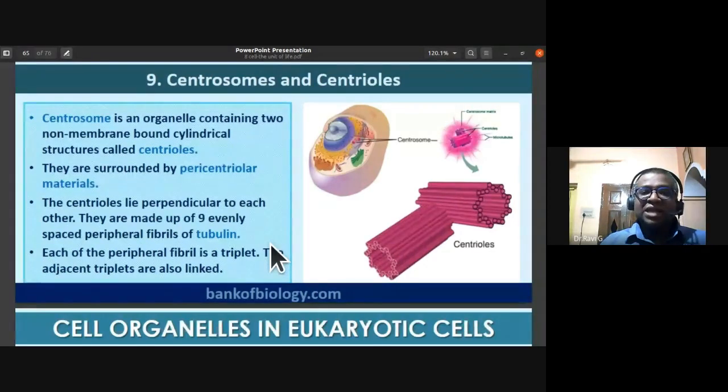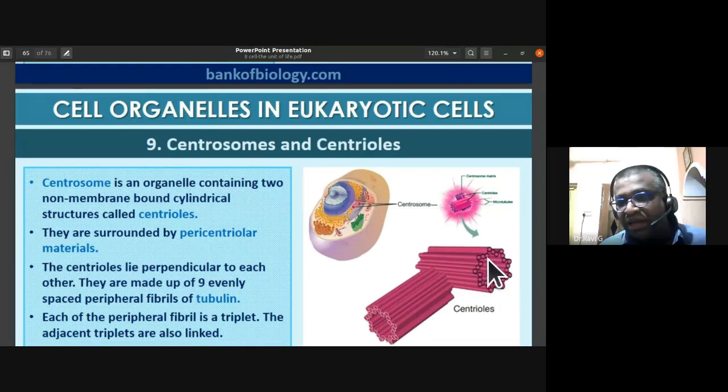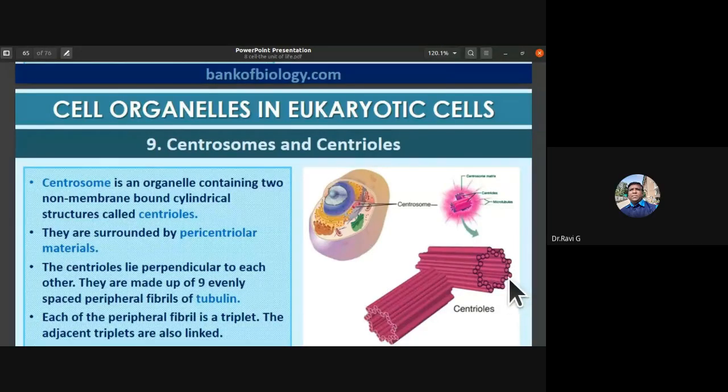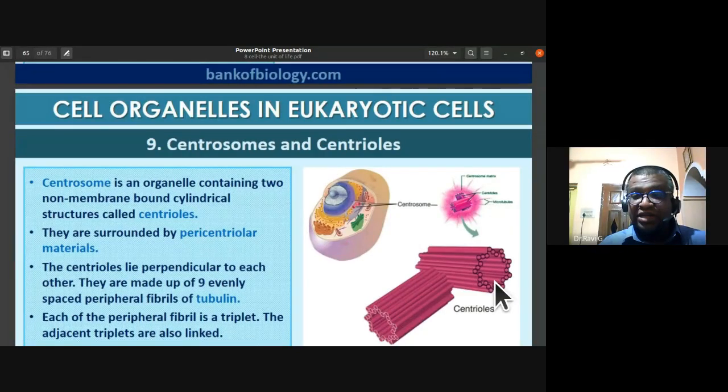So the centrioles lie perpendicular to each other, and what are they made up of? Each centriole is made up of 9 evenly spaced peripheral fibrils of tubulin, as you can see and notice here.